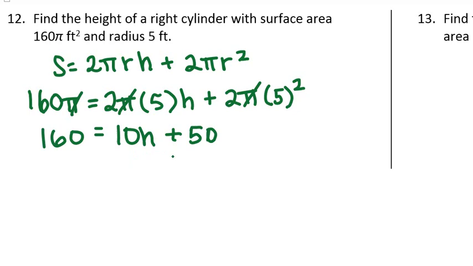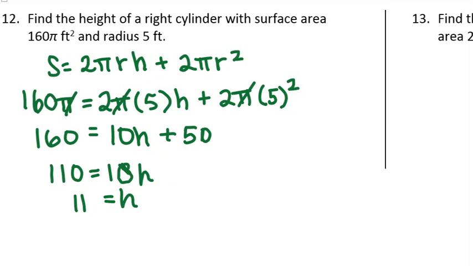So from here, this is just an algebra 1 problem. We can subtract 50 from both sides, and I get 110 is equal to 10h. Whoops, too fast right there. And then we're going to divide by 10, so we get that the height is equal to 11. And that's it. We found the height, which is 11 feet. And if you always want to check during the test, plug this back in and make sure that this equals 160 pi. So problems like this, you can always go back and make sure that your work is correct.